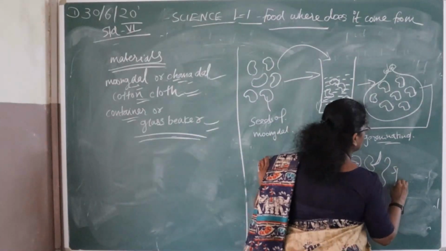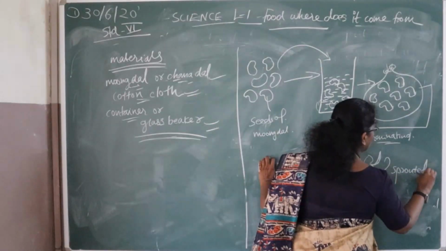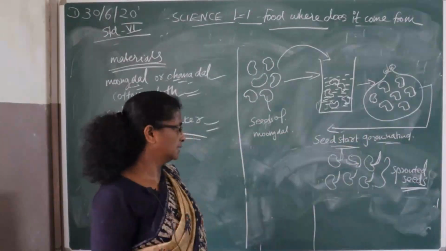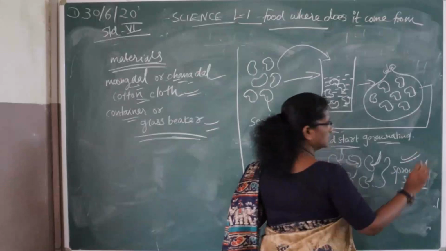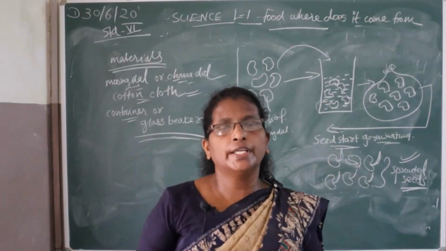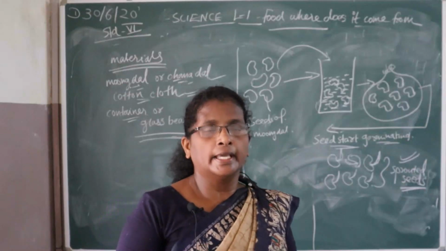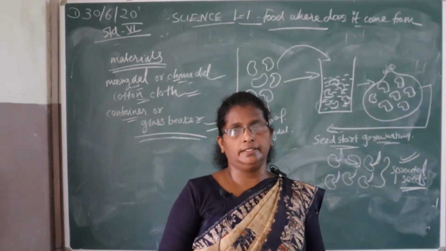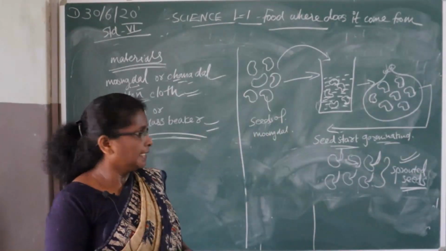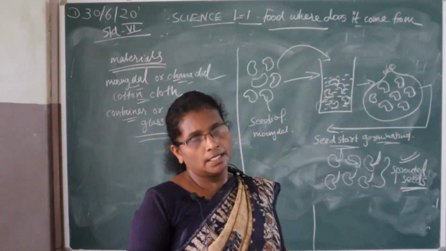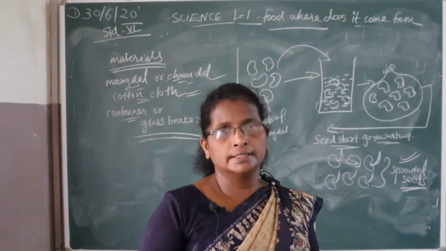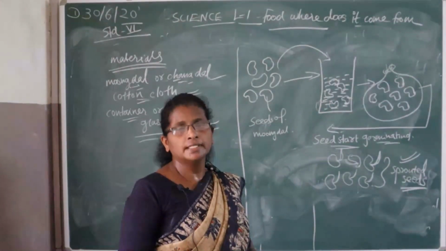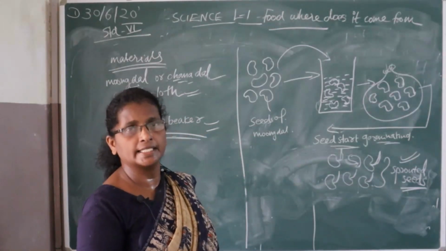These are called sprouted seeds. These sprouted seeds are very good for health, and are a source of easily digestible protein. You can eat them as such, or after boiling slightly. It is very good for health and a good source of easily digestible protein.